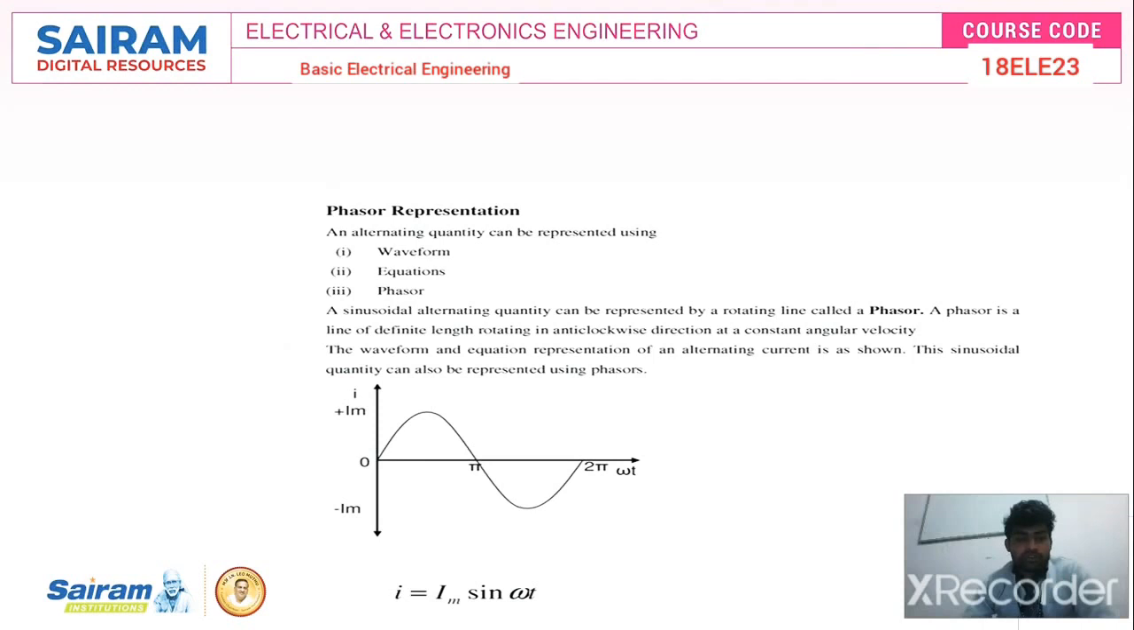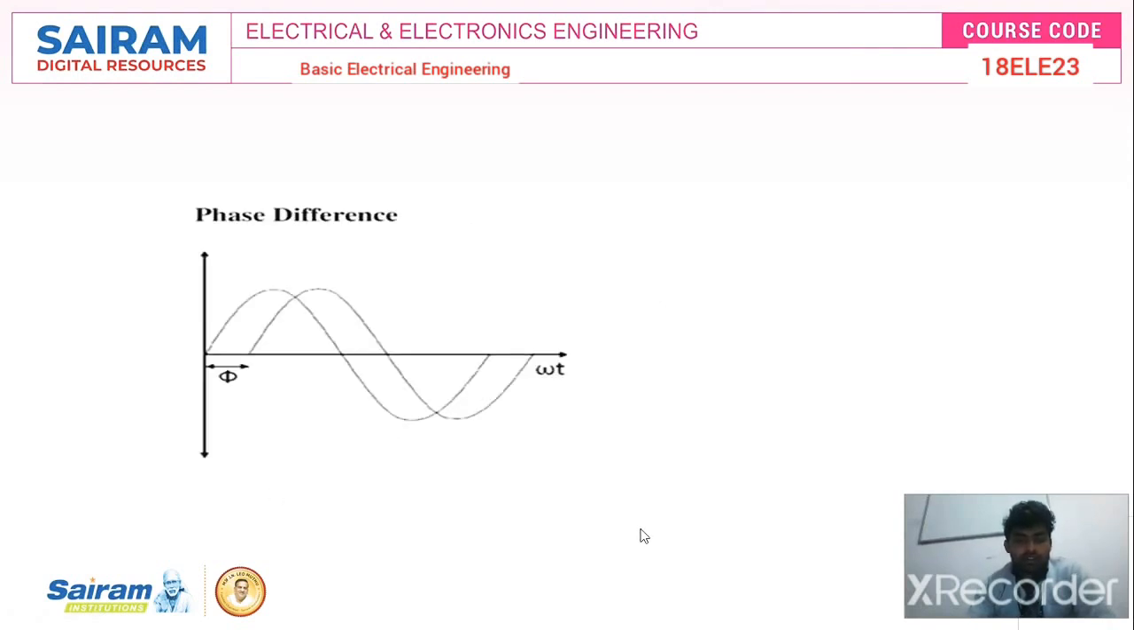So this is the sine wave, I mean, equation. Okay, the waveform, equation, phasor, we will see this waveform first and then equation. Now phase difference, I mean phasor, right? So this phi is a phase difference, and this is one waveform, another waveform is here.